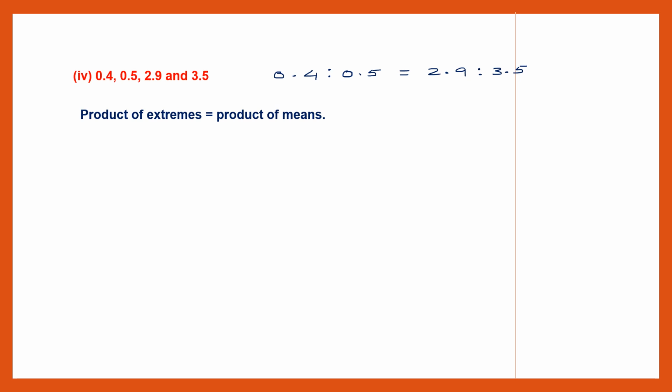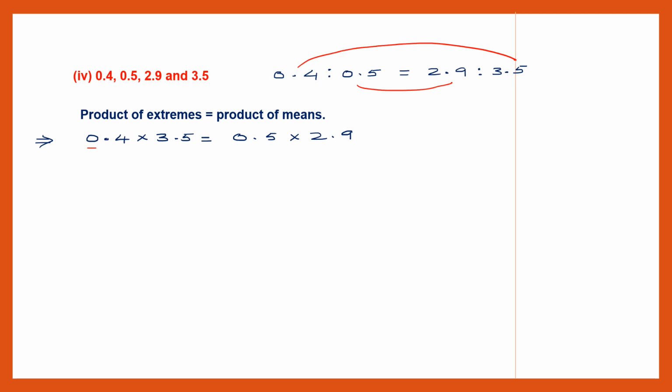Question 4, we've been given 4 quantities again. Let's write them as 2 ratios. So we have 0.4 is to 0.5, and this should be equal to 2.9 is to 3.5. Now the product of extremes should be equal to the product of means. So what are the extremes? 0.4 and 3.5. So 0.4 into 3.5 should be equal to the product of the means, that is 0.5 into 2.9.